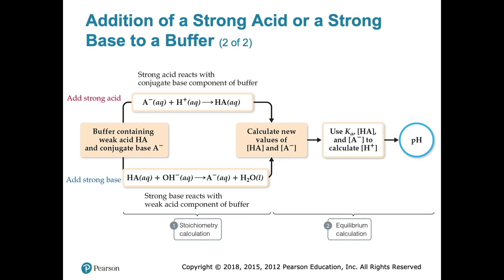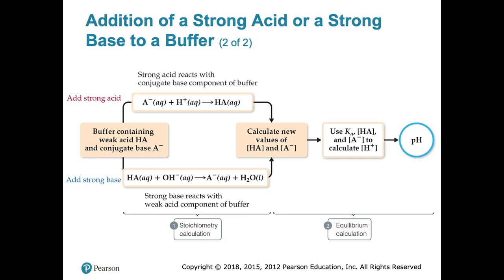On the other hand, if you're adding a strong base to a buffer, instead of using A minus and H plus, your equation will actually be a little bit counterintuitive, but it will be the acid plus the hydroxide goes to A minus plus the water. The reason for that is because the strong base reacts with the weak acid component of the buffer. HA right here is the weak acid component. Once you get that, you can use stoichiometry to get the concentrations you need to get to the pH from the pKa.